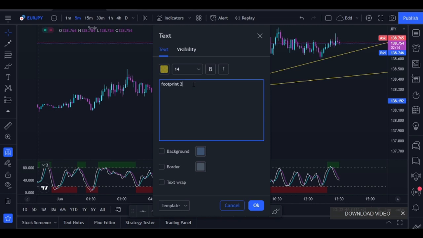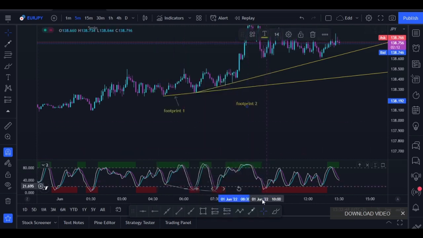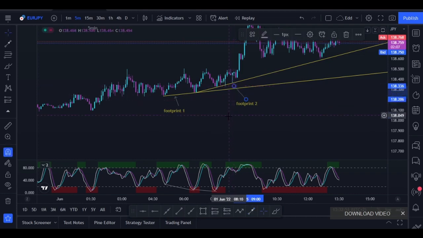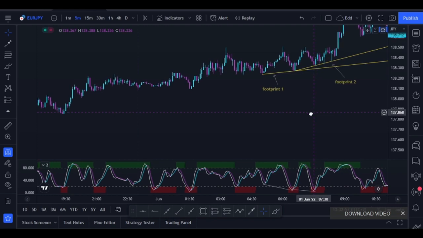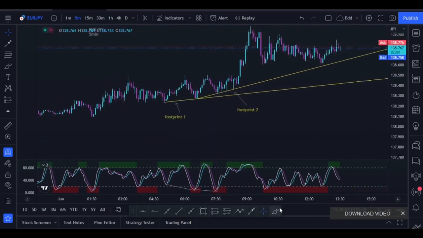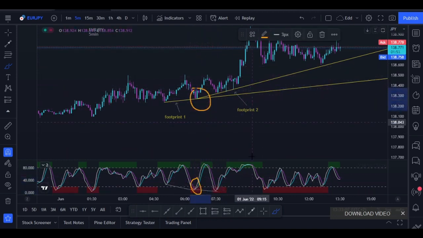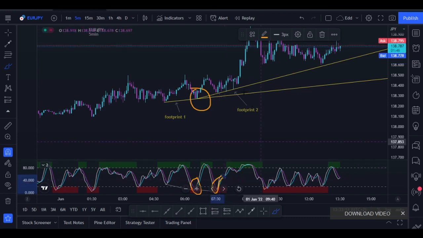Okay, let's go and make this footprint number 2. Okay, and let's just draw a line here to the second footprint, which is that one there. Okay, those are the 2 footprints I saw in the morning. Then I executed right there on the first footprint, which is here on the chart, and I executed over here. Where's this? Here on the stochastic, and over here on the chart.